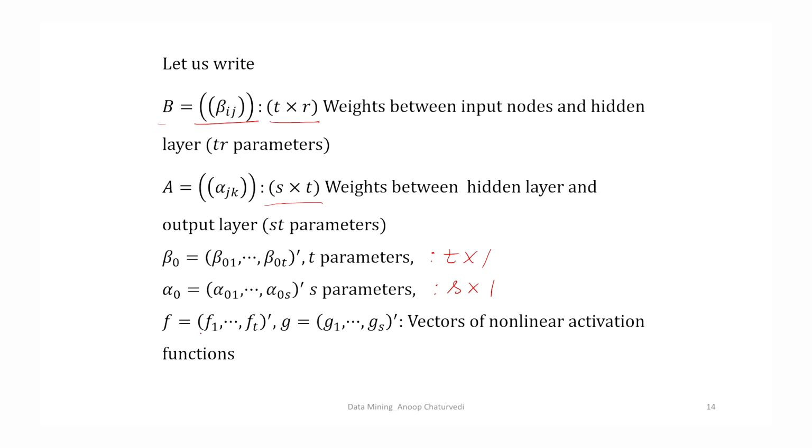F is equal to F1, F2, up to Ft, transpose, a vector of activation functions, and G is G1, G2, up to Gs, transpose. So, both F and G are vectors of nonlinear activation functions. F is the vector of activation functions at the hidden layer, and G is the vector of activation functions which you are using at the output layer.